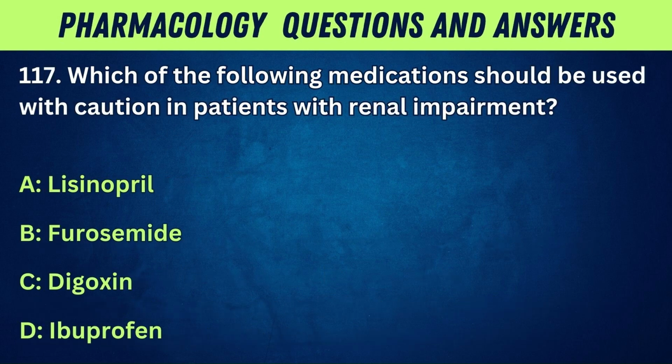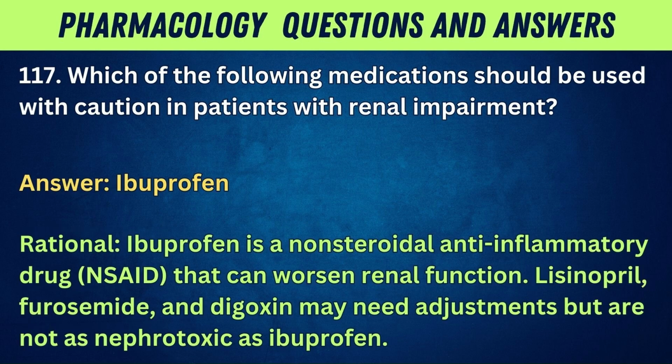117. Which of the following medications should be used with caution in patients with renal impairment? A. Lisinopril. B. Furosemide. C. Digoxin. D. Ibuprofen. Answer: ibuprofen. Rationale: Ibuprofen is a non-steroidal anti-inflammatory drug, NSAID, that can worsen renal function. Lisinopril, furosemide, and digoxin may need adjustments, but are not as nephrotoxic as ibuprofen.